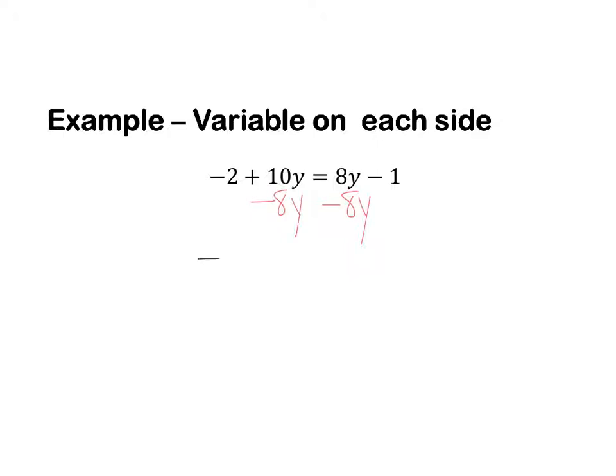Once I do that, I get negative 2 plus 2y equals negative 1. So now I've got a regular 2-step equation, which we've already solved, so you should be able to do this on your own. So pause the video, try to solve it, and restart it when you have your answer.